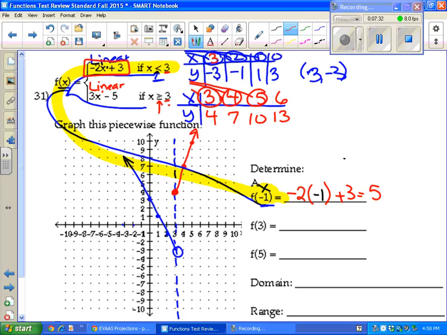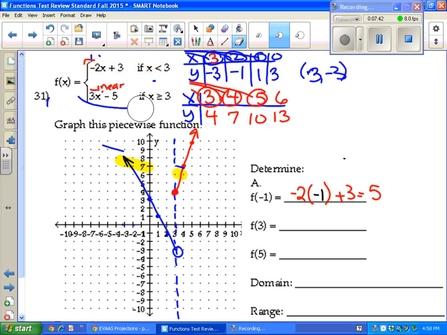Okay, the function at 3. Let me see if I can erase all those big marks. Let's leave them on there and let's see if we can erase all these big marks. All right, I know I'm making it a little bit messy. I'm just trying to show you what I'm doing.